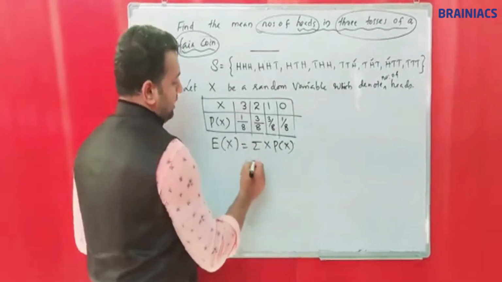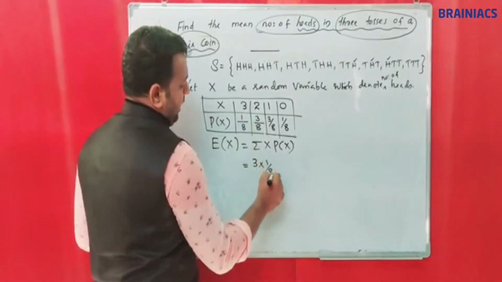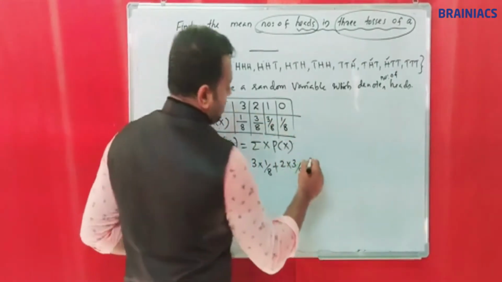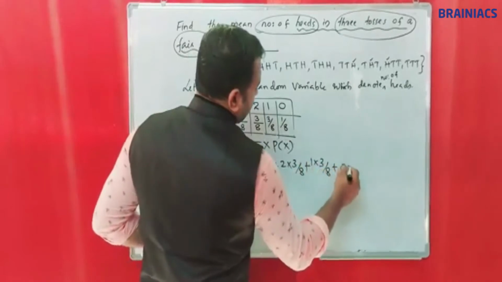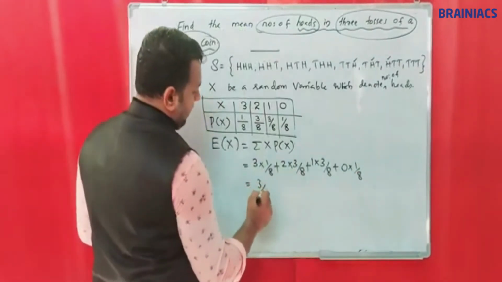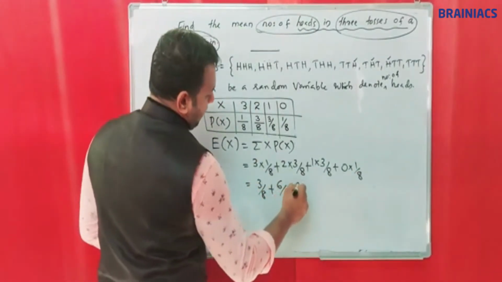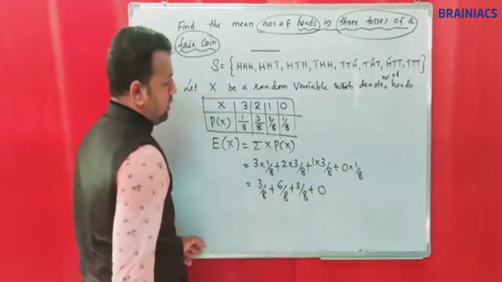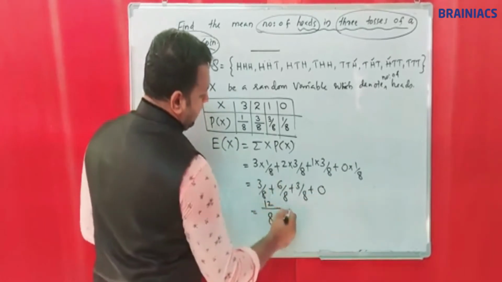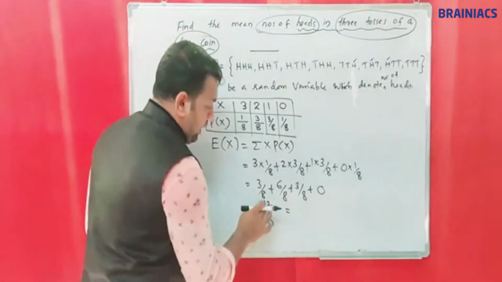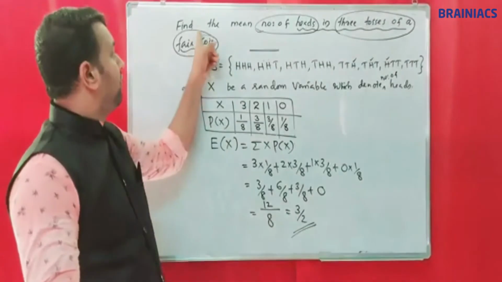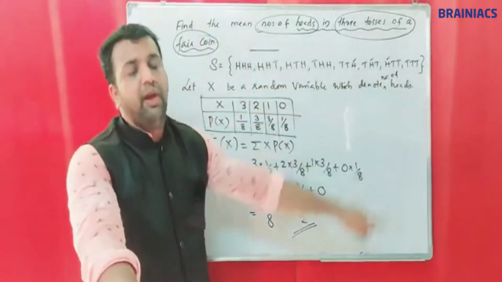Here, first X is 3: 3 into probability 1 by 8, plus 2 into probability 3 by 8, plus 1 into probability 3 by 8, plus 0 into probability 1 by 8. The answer becomes 3 by 8 plus 6 by 8 plus 3 by 8 plus 0. With 8 as common denominator, 3 plus 6 plus 3 is 12 by 8. Dividing by 4, it becomes 3 by 2, the mean of the number of heads in 3 tosses of a coin.